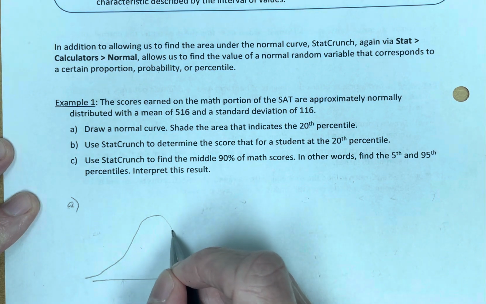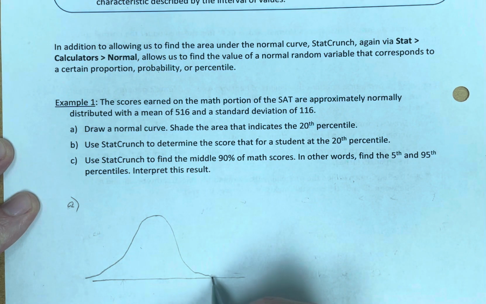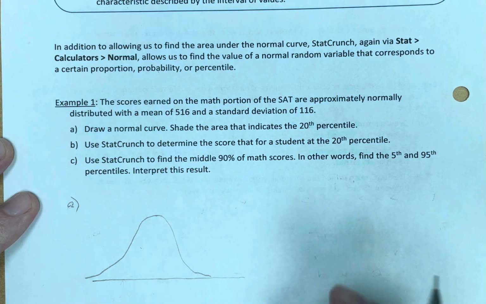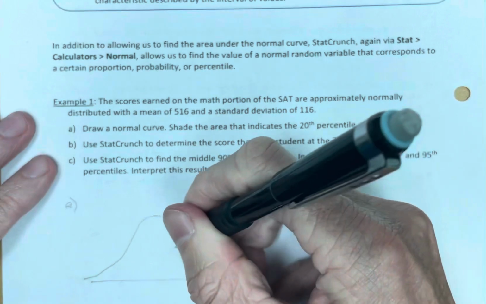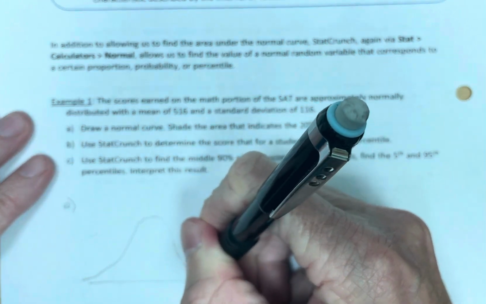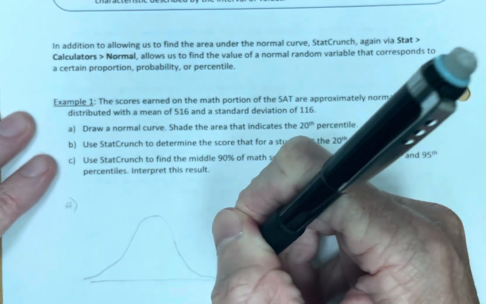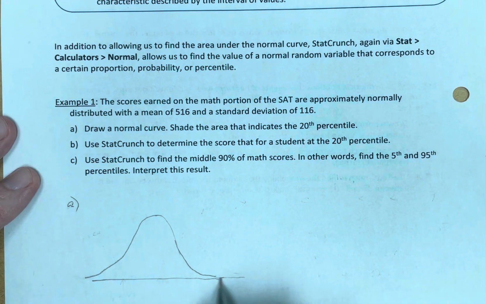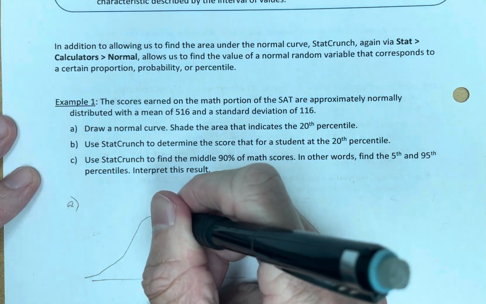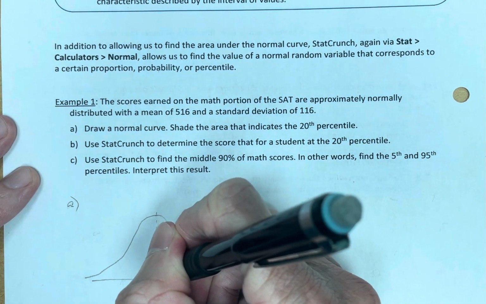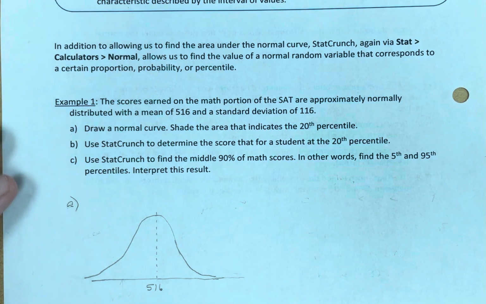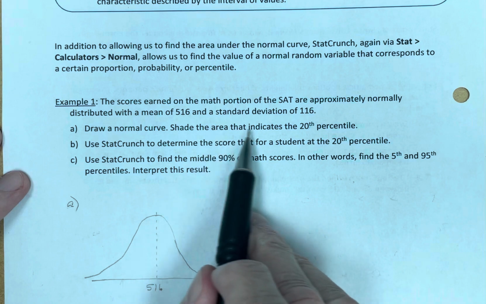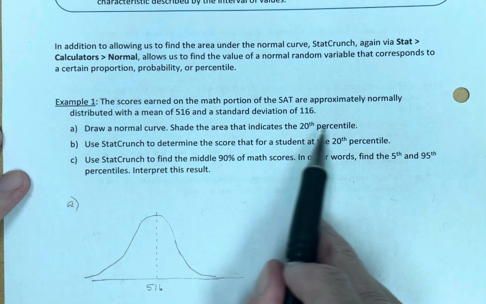And I hope I do better than I've been doing in the past a little bit. That's not too bad. It's not easy to draw the normal curve by freehand, as I'm sure you've realized. That's pretty good. Okay, and I'm simply going to label the mean. The mean is 516. Shade the area that indicates the 20th percentile.